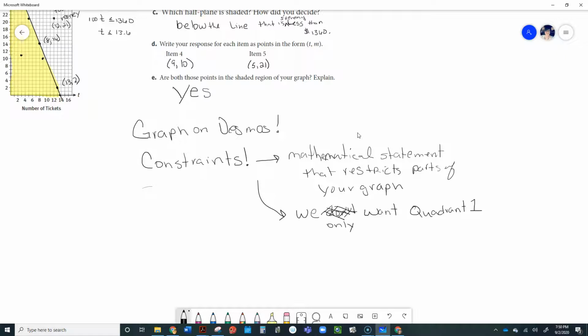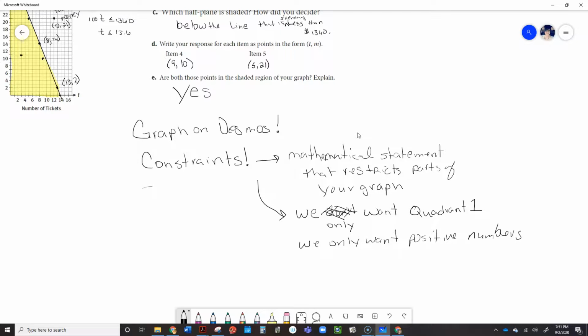Pause the video, think about what quadrant 1 has, what kind of numbers are in quadrant 1, and what kind of numbers are in quadrant 2, 3, and 4. What do quadrants 2, 3, and 4 have that quadrant 1 does not have? So when we say we only want quadrant 1, what we are really saying is we only want positive numbers.